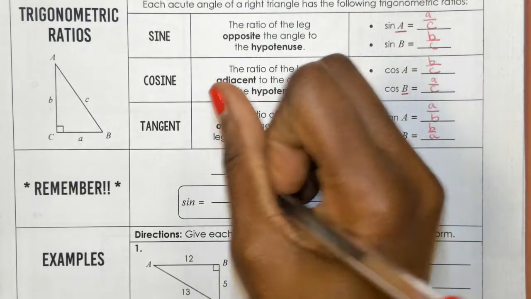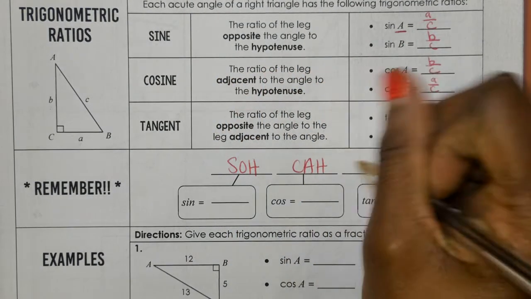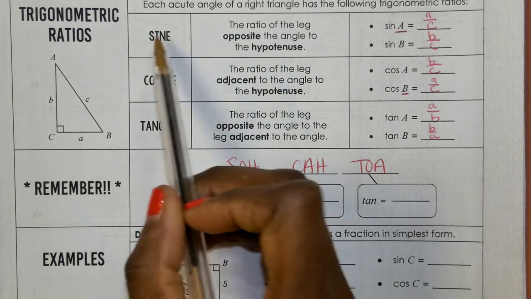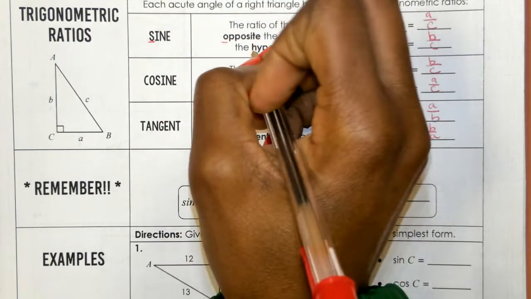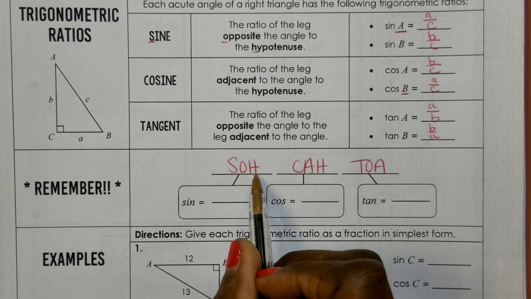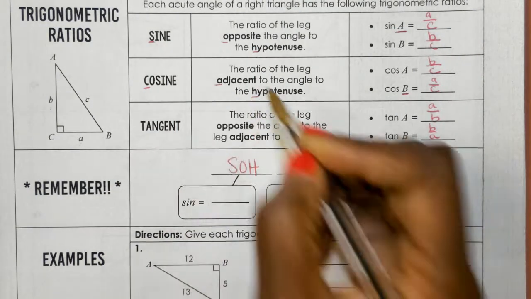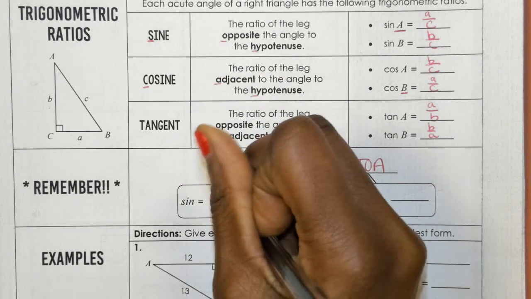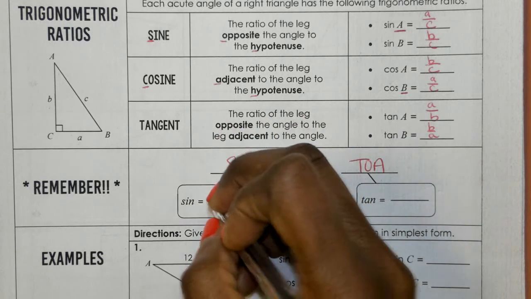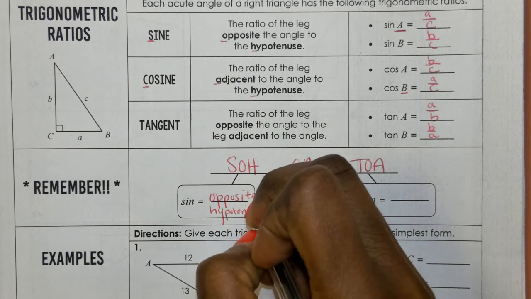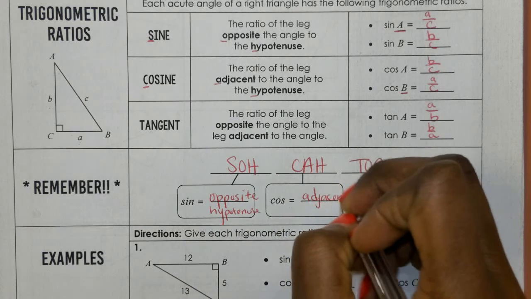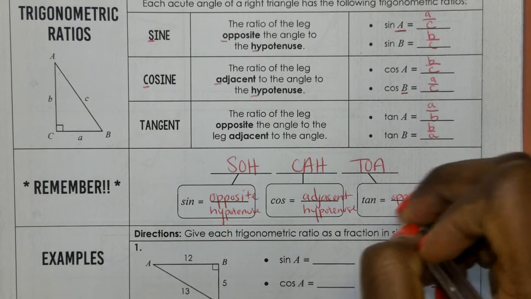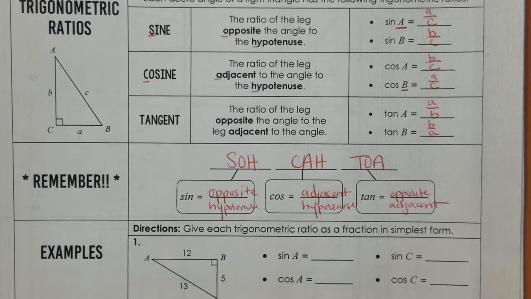The acronym we use to remember this is SOHCAHTOA. It's just the first letter of each of the trig ratios and then their actual ratios. Sine is opposite over hypotenuse, so we use SOH. Cosine is adjacent over hypotenuse, so we use CAH. And tangent is opposite over adjacent, TOA. So we just write this here. I'll write them really quickly. You can pause it and write them down.